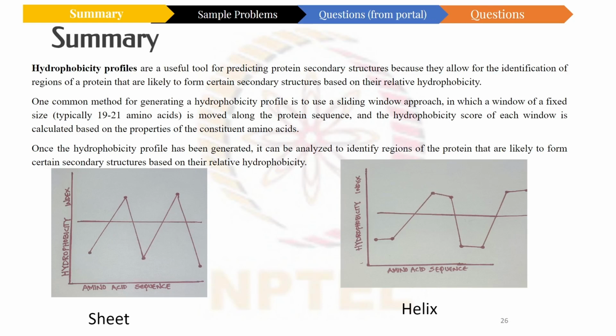When you have alternating residues with a periodicity of 4, here you see 2 residues are below the average line and 2 residues are above. Similarly, 2 are below, 2 are above. So this forms a periodicity of 4. So this kind of pattern represents the helix.